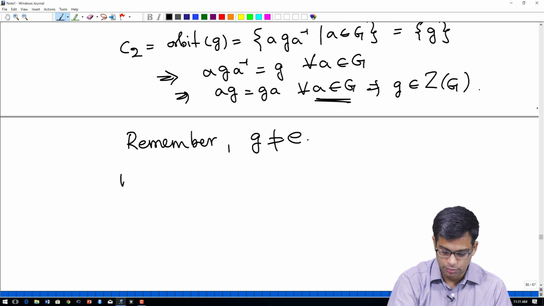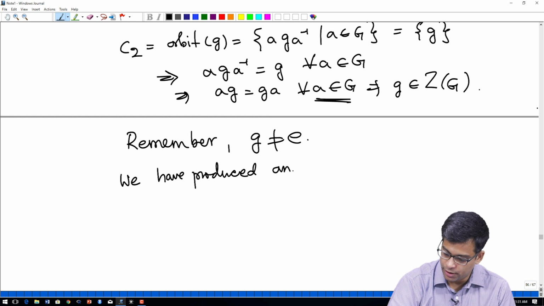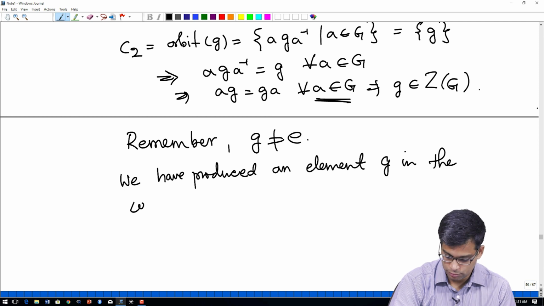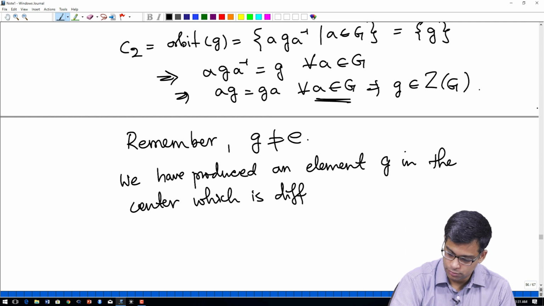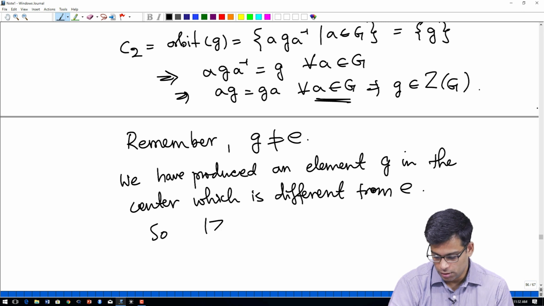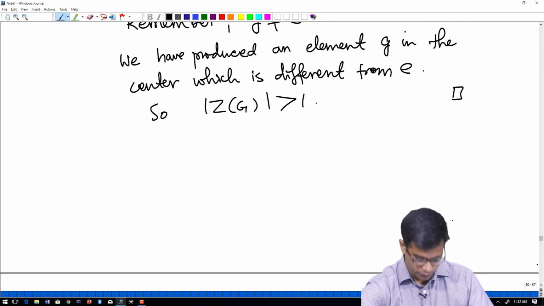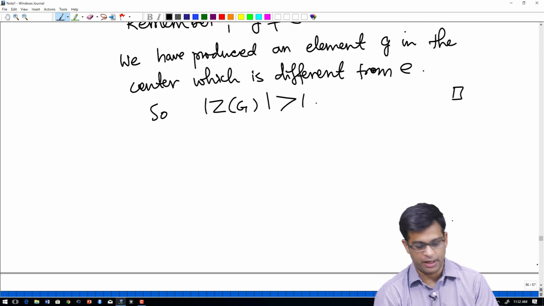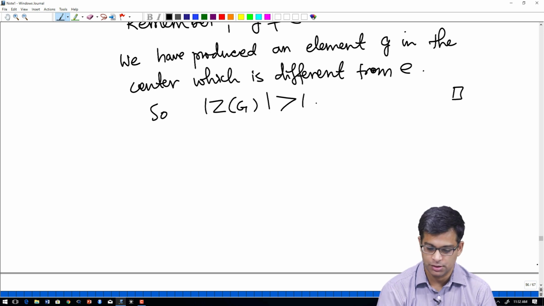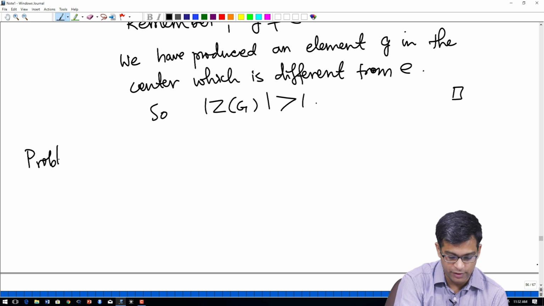So, we have produced an element g in the center, which is different from e. So, that concludes that the center is non-trivial. Okay. So, that solves the problem. So, if you have a group whose order is a prime power, such groups are called p-groups. We have shown that the center is non-trivial. So, p-groups have non-trivial center.